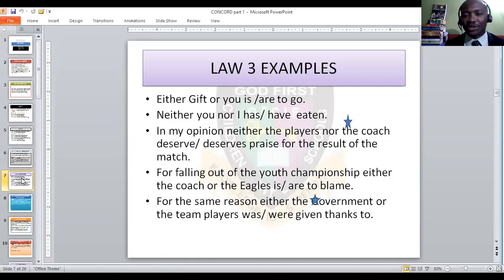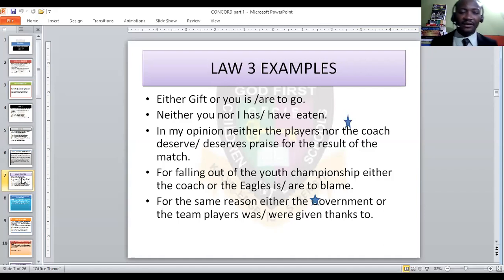For falling out of the youth championship, either the coach or the Eagles is or are to blame? What subject is closer to the verb, is or are? We have Eagles. Some people may think Eagles is plural, because it has an S. No, because it has an S doesn't mean that it is plural. Eagles, we have a team. This is an example of a collective noun, just like the Black Stars. You can't use them as plural. They are singular, collective. So the Eagles is to blame, singular.